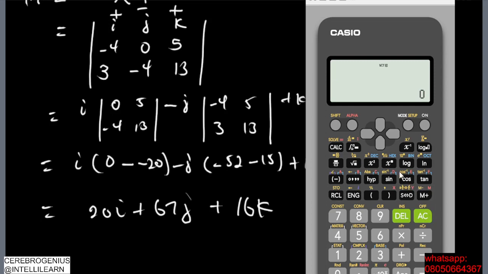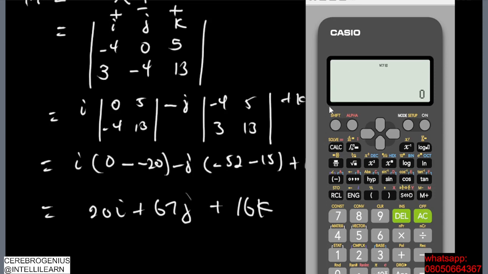Now don't forget that we use 3 dimensions for both of them, even though one of them is having 2 dimensions. The missing dimension, just replace it with 0. Now I want to do R cross F, which will be B cross A. So you are going to say shift vector, so that's B, 4, then cross is just normal multiplication, shift vector A, so equal to, so look at that, 20I plus 67J plus 16K.